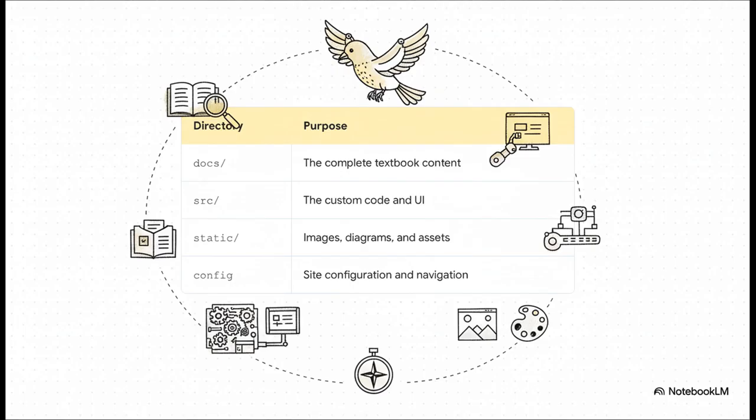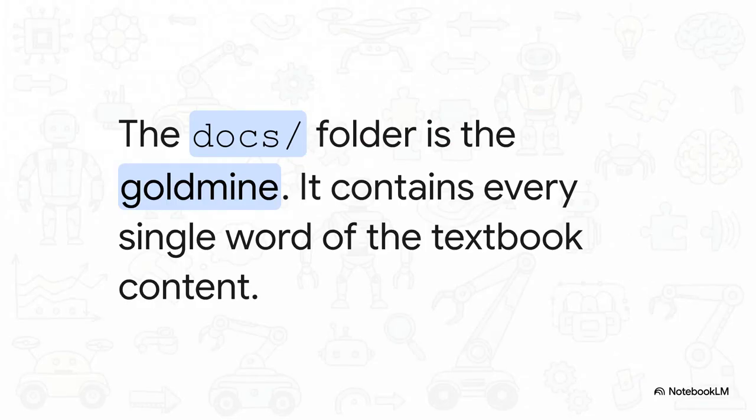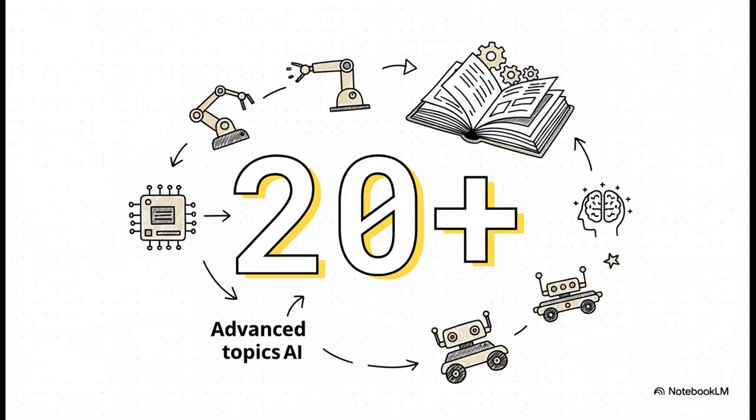Super clean, super organized. But honestly, the real heart of the project, the part you'll care about most, is that docs folder. This is the goldmine. Every single chapter, every word of the textbook, it's all right in there. And are we talking about a pamphlet here? No way. We are talking about over 20 chapters of content. This isn't just a simple intro course. This is a seriously deep dive covering everything from the basics right up to advanced topics in physical AI.